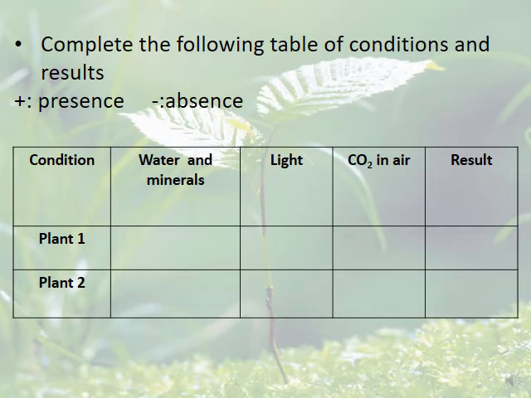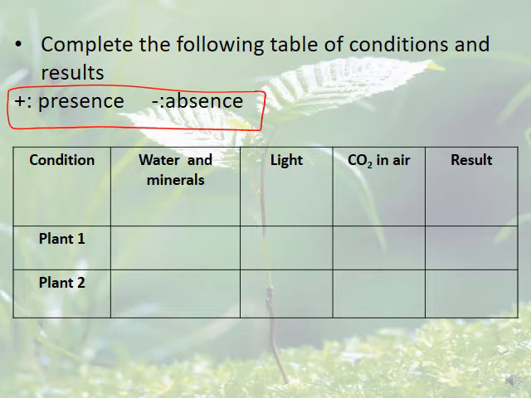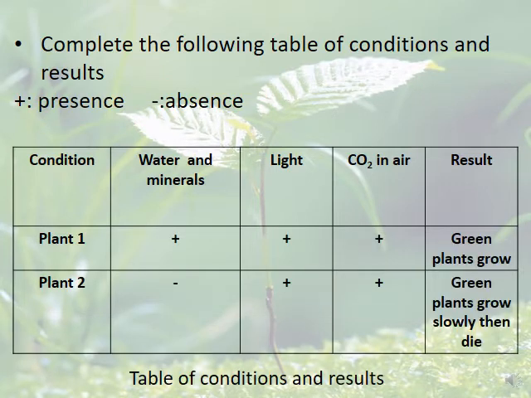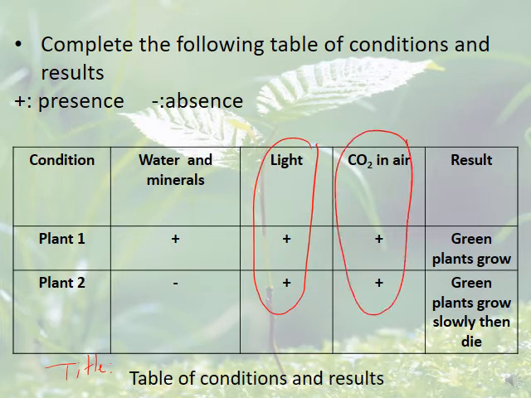So complete the following table of conditions. You have to use this legend. Plus means presence, and minus means absence. So first of all, you have to put the title for the table showing the conditions and the results. Both plant 1 and plant 2 have light and CO2 in air, but the variable factor is the water and minerals. In plant 1, we have water, while in plant 2, there is no water. So this is the variable factor.